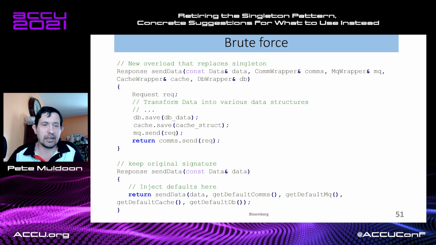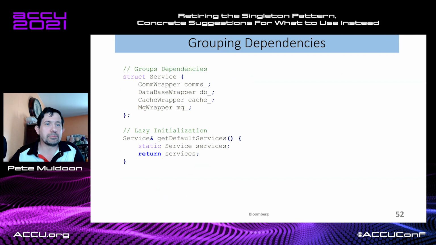Fair enough. I keep the original signature function and I just call a bunch of get defaults. Again, this is brute force. I don't like to see it. And this is the kind of road you go down where you end up seeing 40 parameter functions in legacy code. So what would I do?